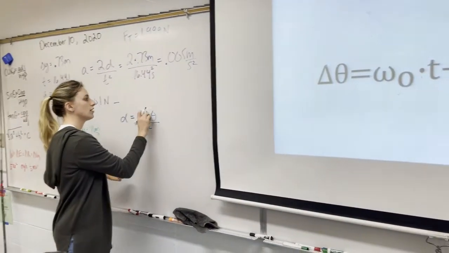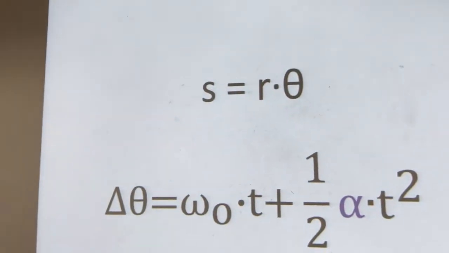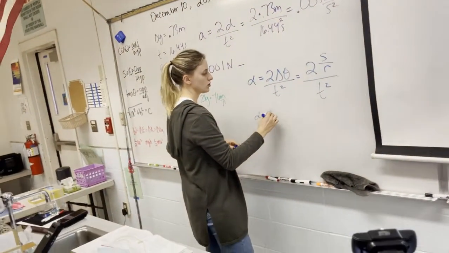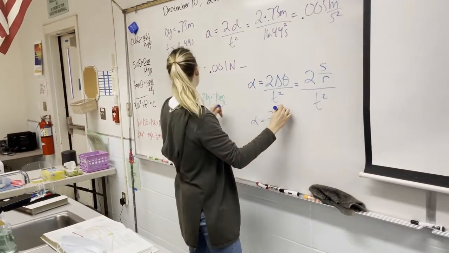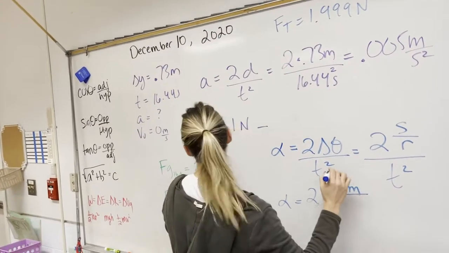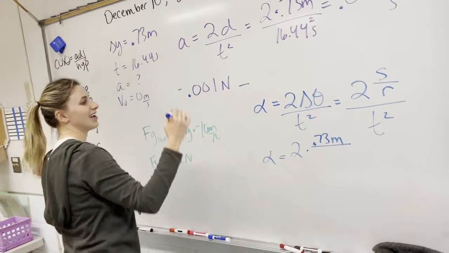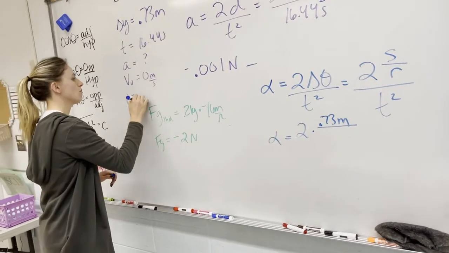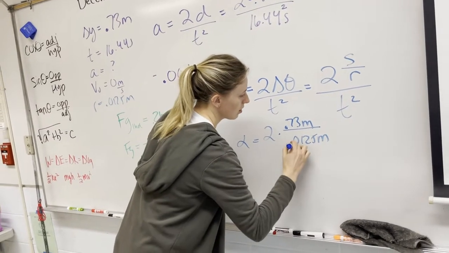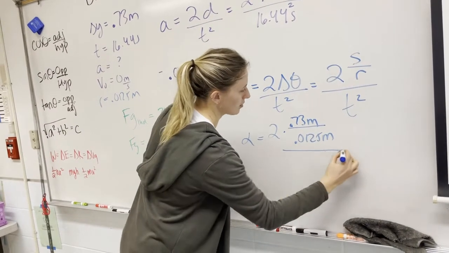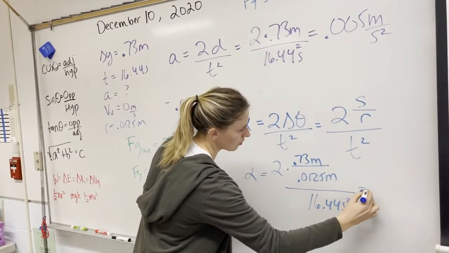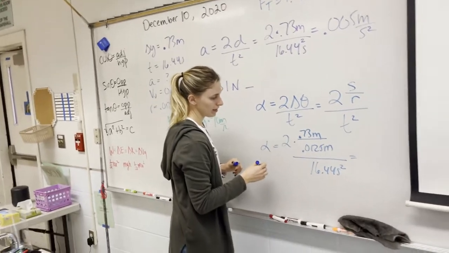And in order to find this theta, we have to take the length of the string divided by the radius of the pipe. So let's go ahead and do that. So 2 times the string length, 0.73 meters, divided by the radius, which is 0.0125 meters. We should have written that down earlier. The radius is half the diameter, 0.0125 meters. All over our t, which is 16.44 seconds squared.